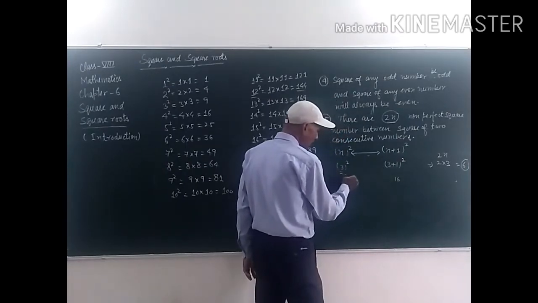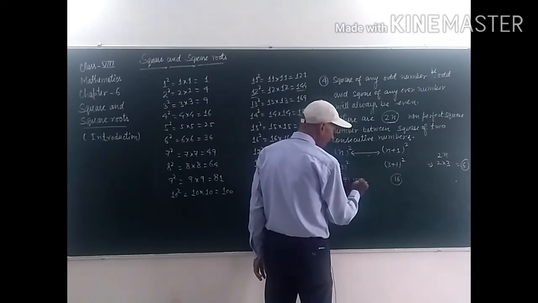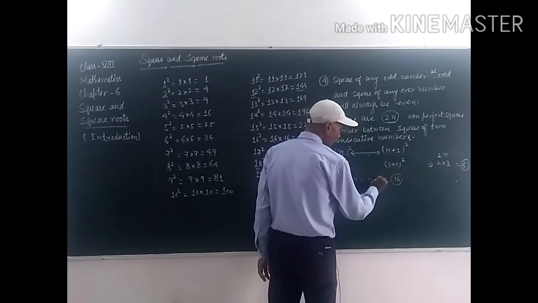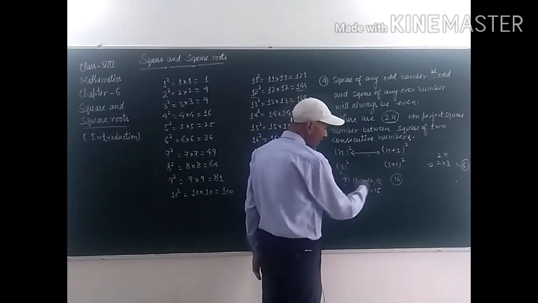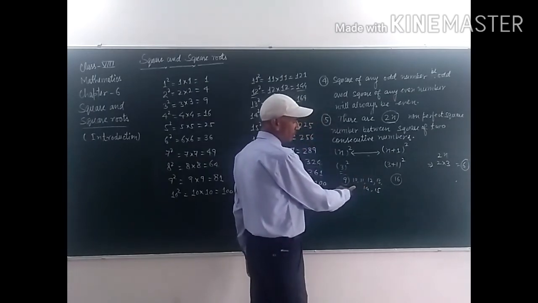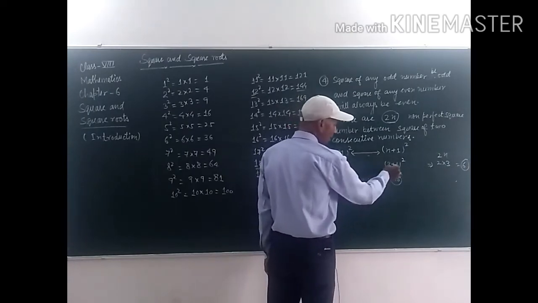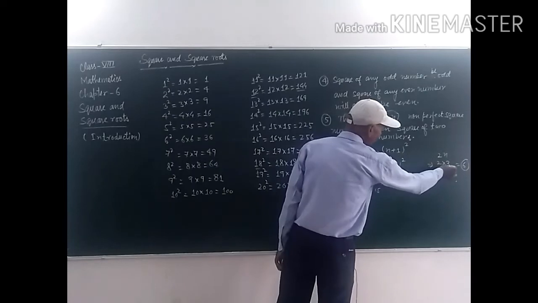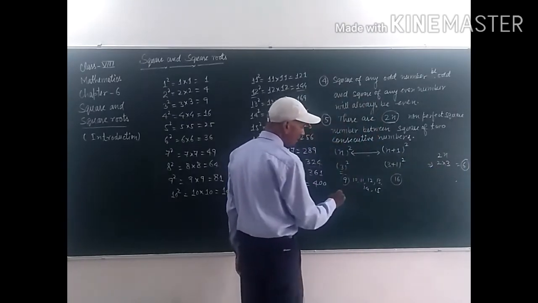So, in between 9 and 16, there are 10, 11, 12, 13, 14 and 15. And all these numbers are non-perfect square numbers, student. It means in between square of 3 and square of 4, there will be 6 numbers, 2 into n, that is 6. Again, take one more example, student.